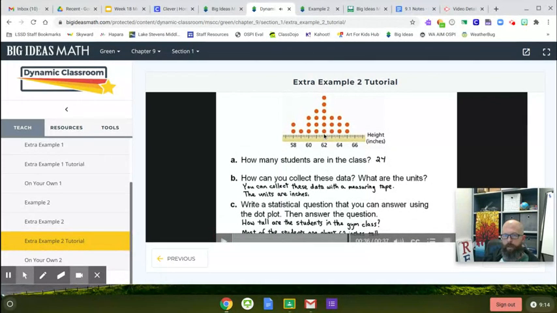There you have it. So 62 is where the peak is, and the rest of them are pretty close. You have some that are a little taller. 5'5" would be 65 inches. That's almost as tall as me.